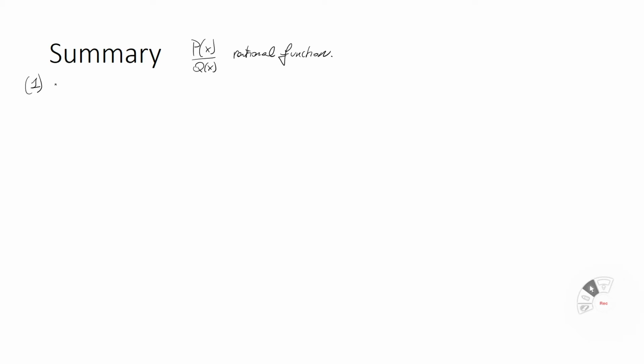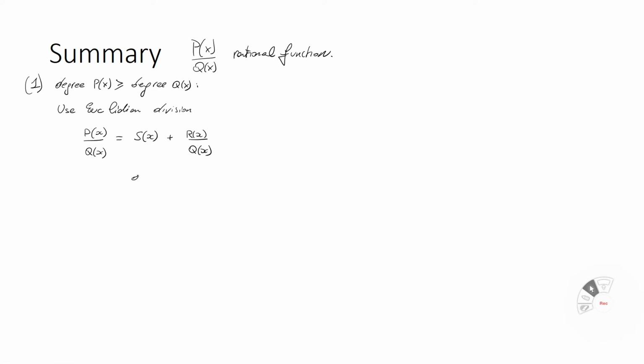In the first case, we have that the degree of p of x is bigger than or equal to the degree of q of x, the denominator, and in that case you have to do a Euclidean division. Euclidean division then gives you that p divided by q is equal to another polynomial, let's call it s, plus a remainder divided by q of x.